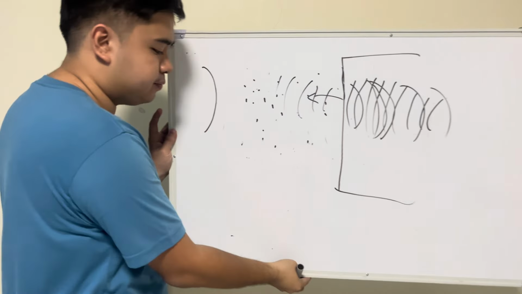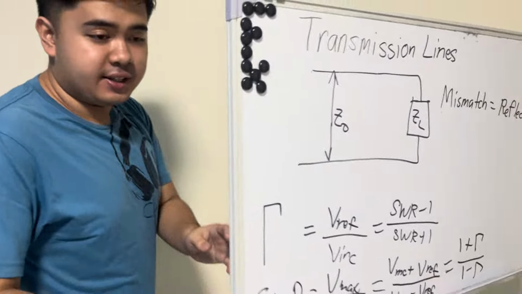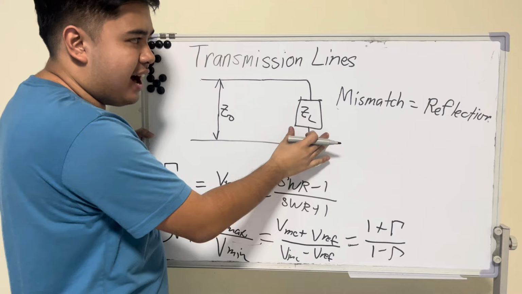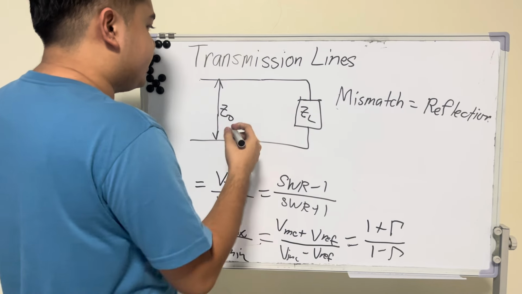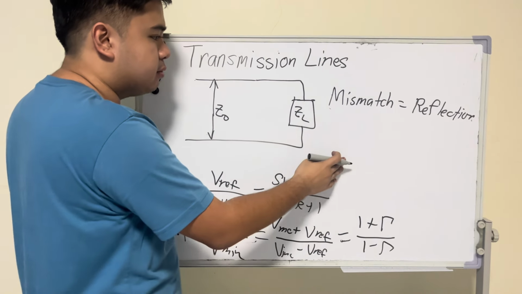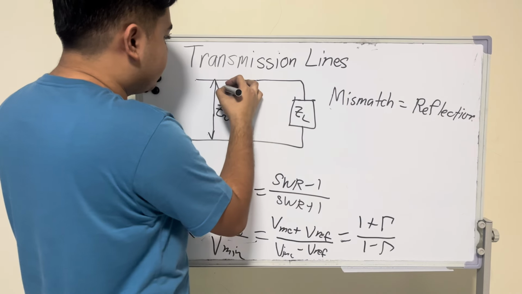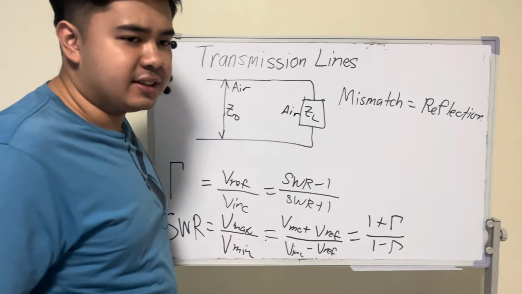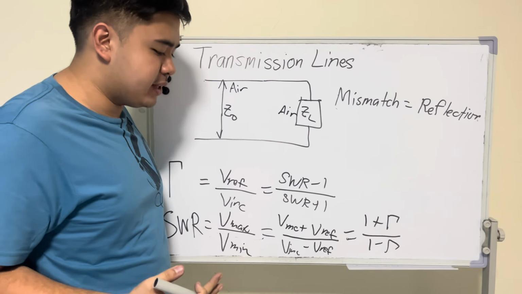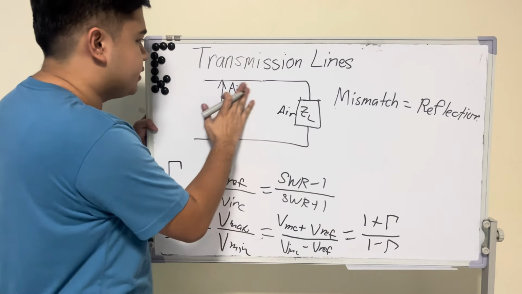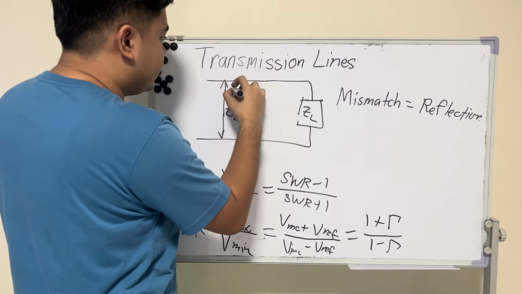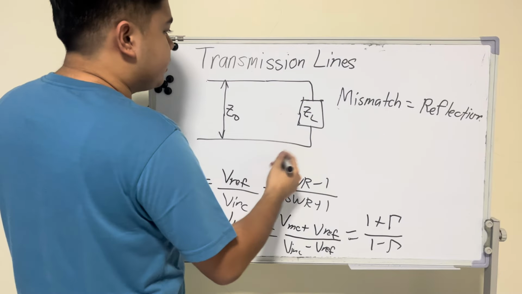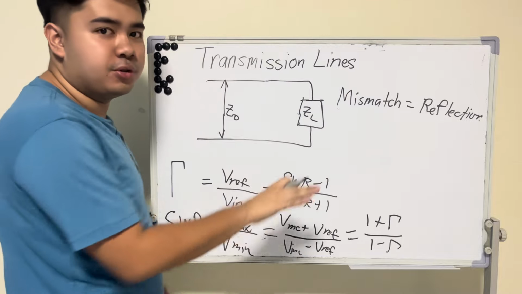Now, why is this relevant? We can think of impedances as mediums, right? When ZO and ZL have the same impedance, that is exactly like having the same medium. So, for example, this is air, and this is also air. That means, in electrical terms, they have the same impedance, right? They are matching impedance. So when you send the wave in here, it sees no medium change. It sees no impedance change. And so it doesn't reflect. It lets it go through.